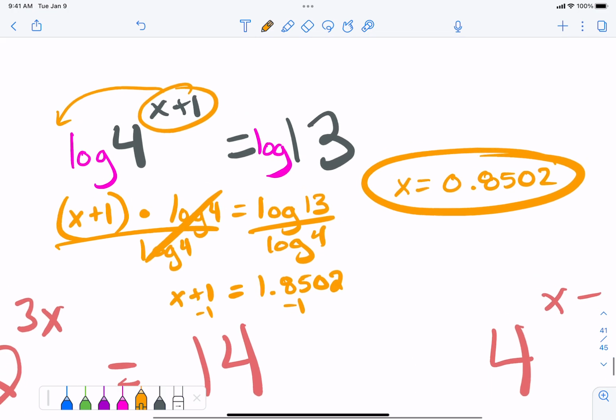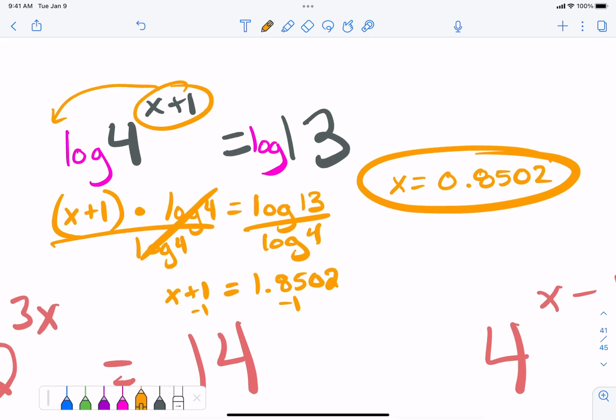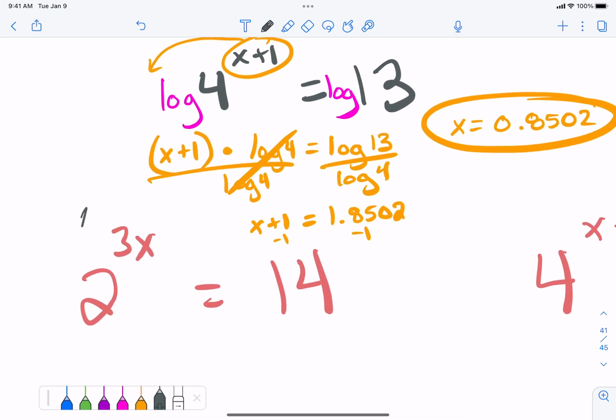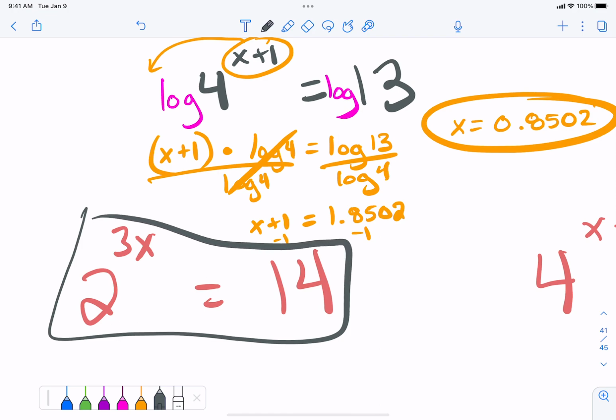Got it? Happy with that? Yes. Okay, I'll leave that up there, but here's your next problem. If you want to write that down, I'll leave that up there on the screen, but there's your next problem in the red.